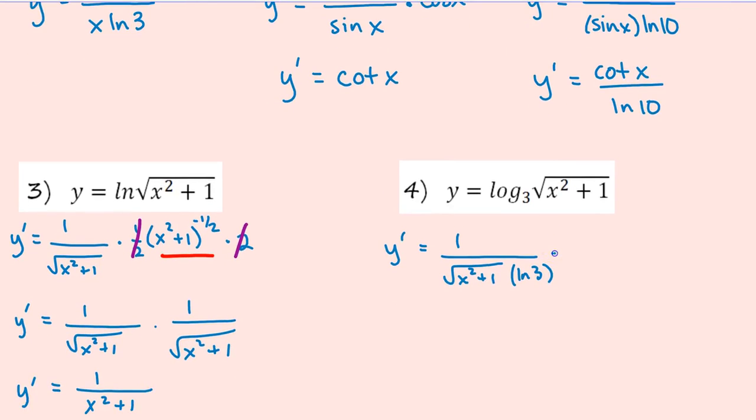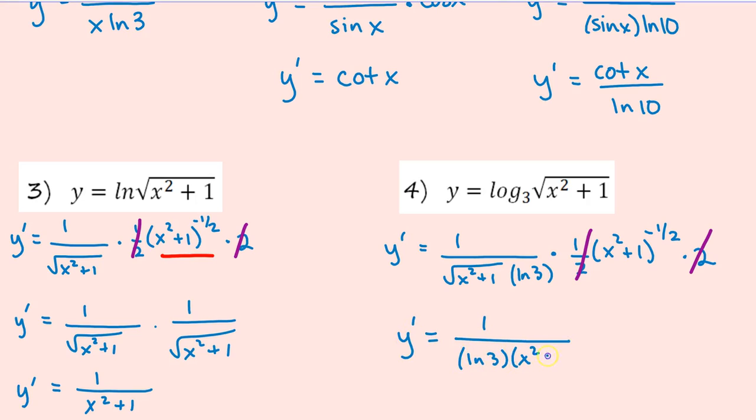That's that extra piece that we have in the denominator, just like we saw in problem number 2. Then we're going to multiply by the derivative of the inside. So that's going to look exactly how it looked in problem number 3. So we'll be able to do the same kind of simplifying and end up with 1 over natural log 3 times x squared plus 1. All right, let's see what's next.